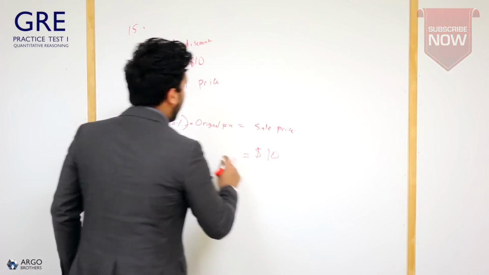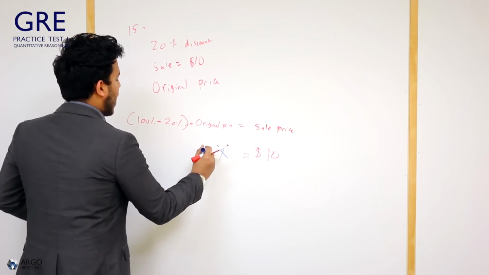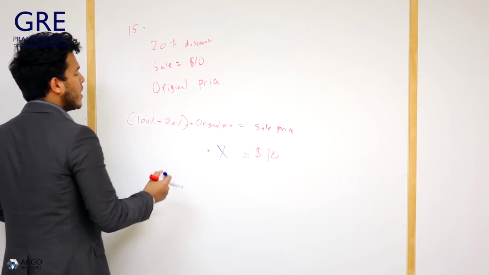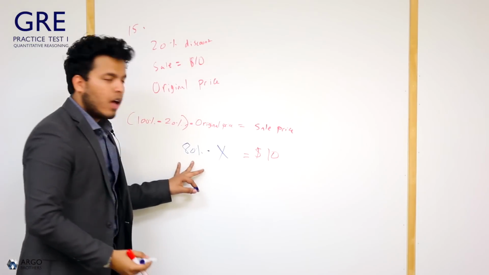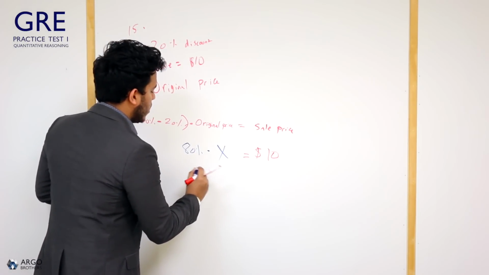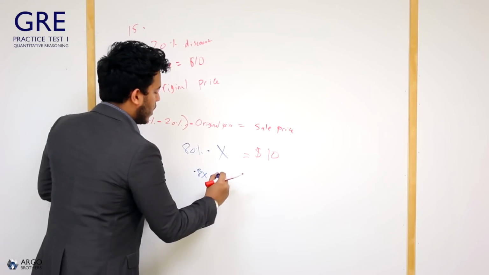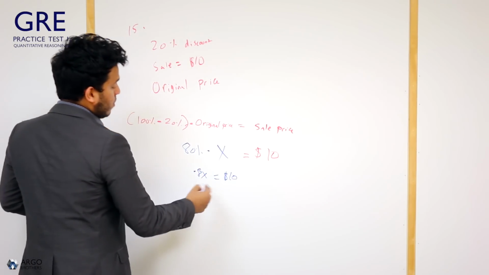And in this case, my variable will be the original price. So this is my original price times 100% minus 20% is 80%, but please don't go ahead and write this on your scrap paper. 80%, you have to convert that into decimal. So it's 0.8 times x, so it's 0.8x, equal to $10, and then you will go ahead and solve for x.